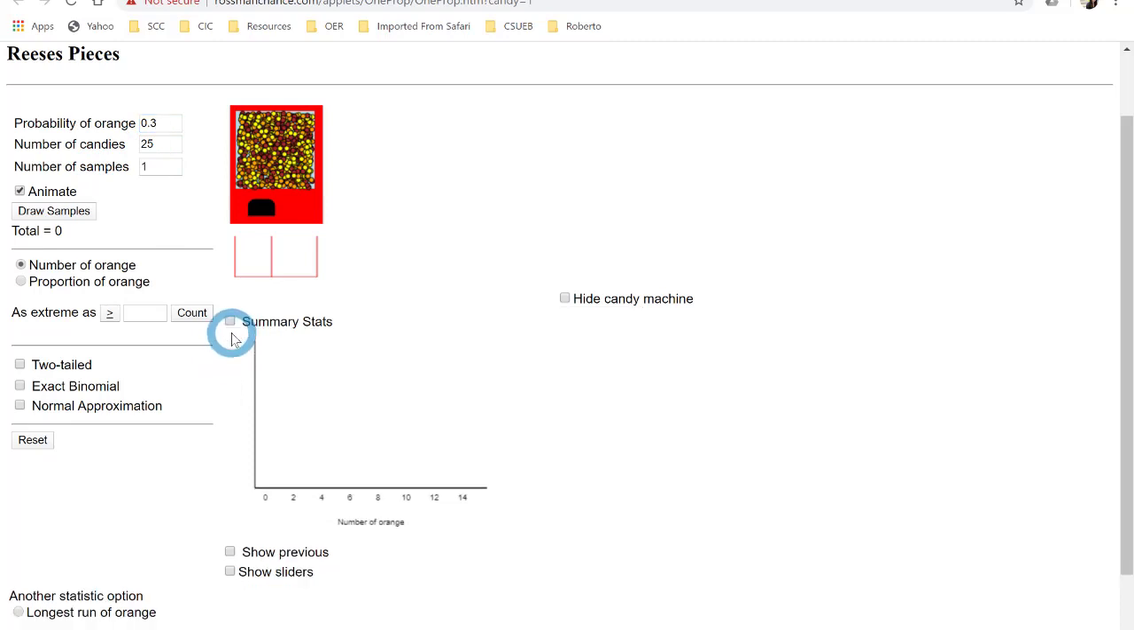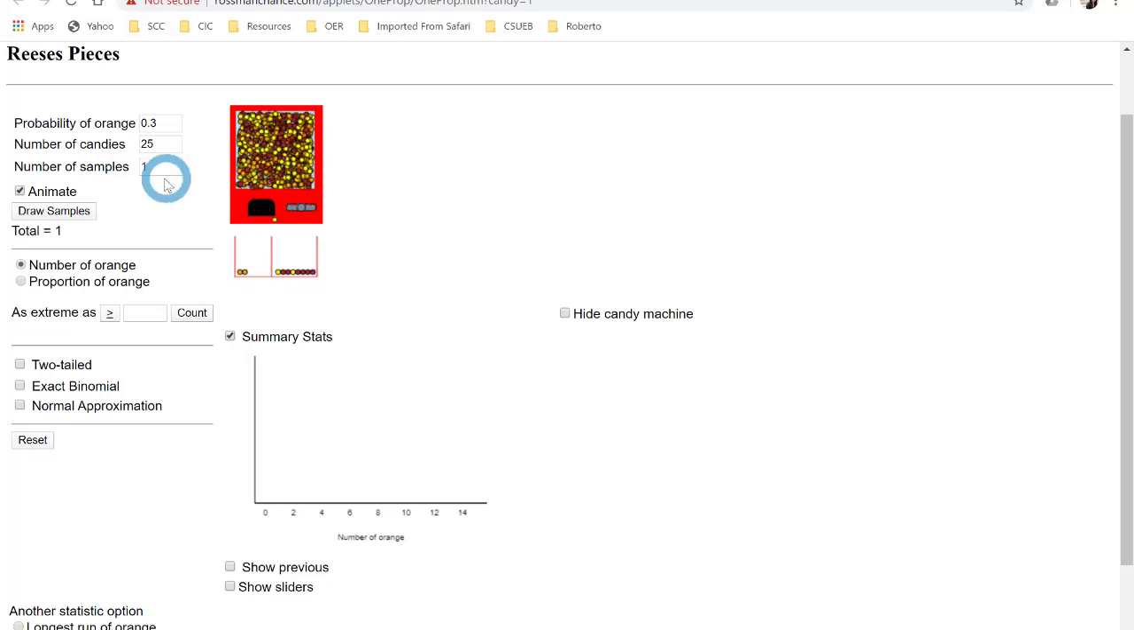And I'll show the summary statistics on the graph. Or I guess we don't really need that right now. So let's go ahead and draw a sample. It's going to draw one sample of 25 candies. And notice the mean is 6, right? And the standard deviation is really small.